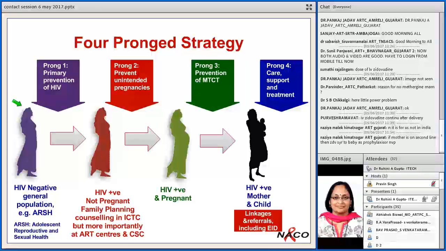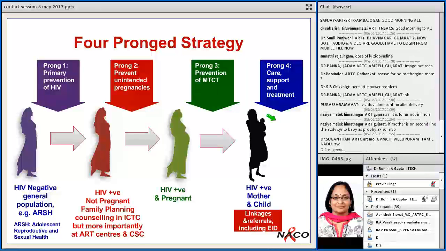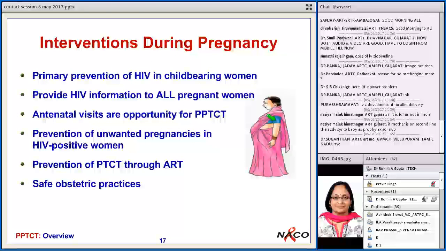The postnatal care: prong 4 is care, support and treatment of both the HIV positive mother and its baby. And what are the steps in this? The baby is followed up for 18 months. It is integrated into the EID program where early HIV testing, the DBS testing, is done to detect HIV infection early. Any baby detected with HIV infection is to be started on ART.